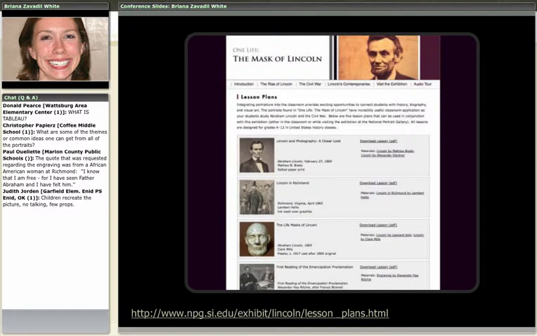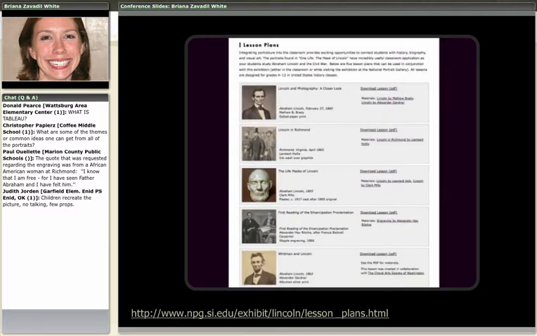This next slide is lesson plans. So a lot of the ideas that you've had have been fantastic and are actually very similar to the ones that the Portrait Gallery has come up with. On this page you will find 5 different lesson plans related to this exhibition. Again, you see Lincoln in Photography: A Closer Look; Lincoln in Richmond; The Life Masks; and the first reading of the Emancipation Proclamation, which is one of my favorite lessons to use because we actually do tableau.